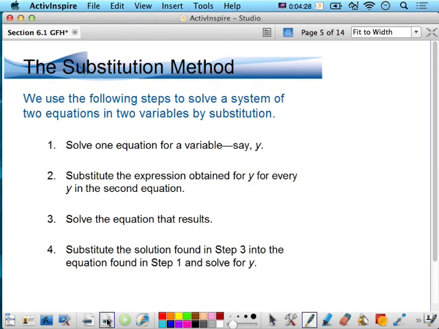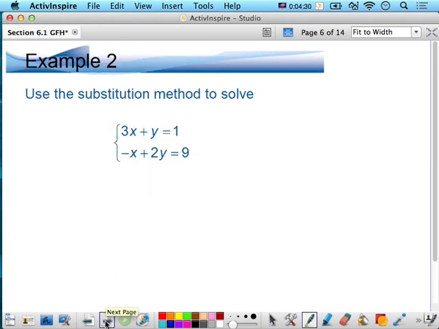Let's look at an example. Let's take the system of equations 3x plus y equals 1 and negative x plus 2y equals 9. And let's solve it by substitution. We have four options here for how to start this problem. We could solve the first equation for x, or we could solve the first equation for y. It's just important that we isolate one of the variables. Likewise, we could solve the second equation for x or y.